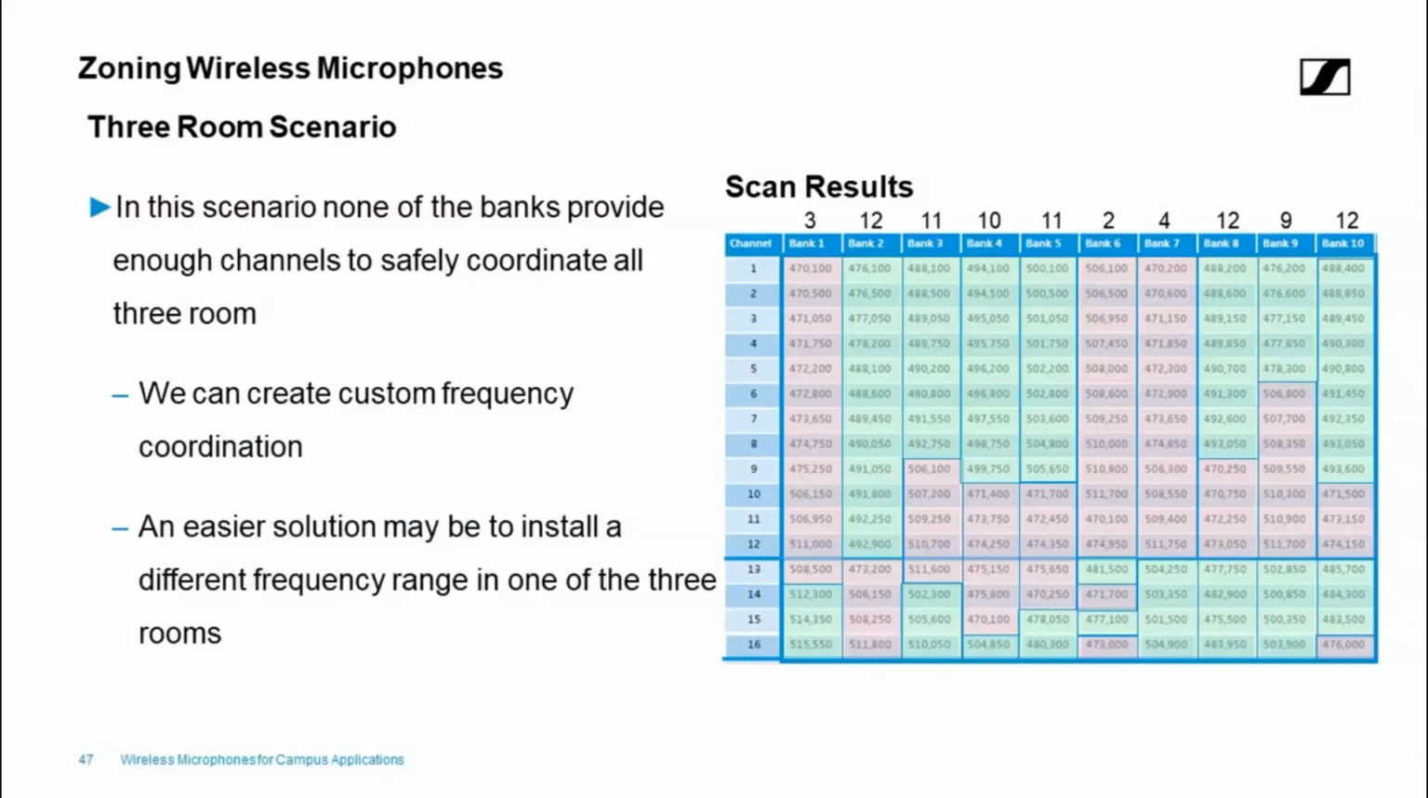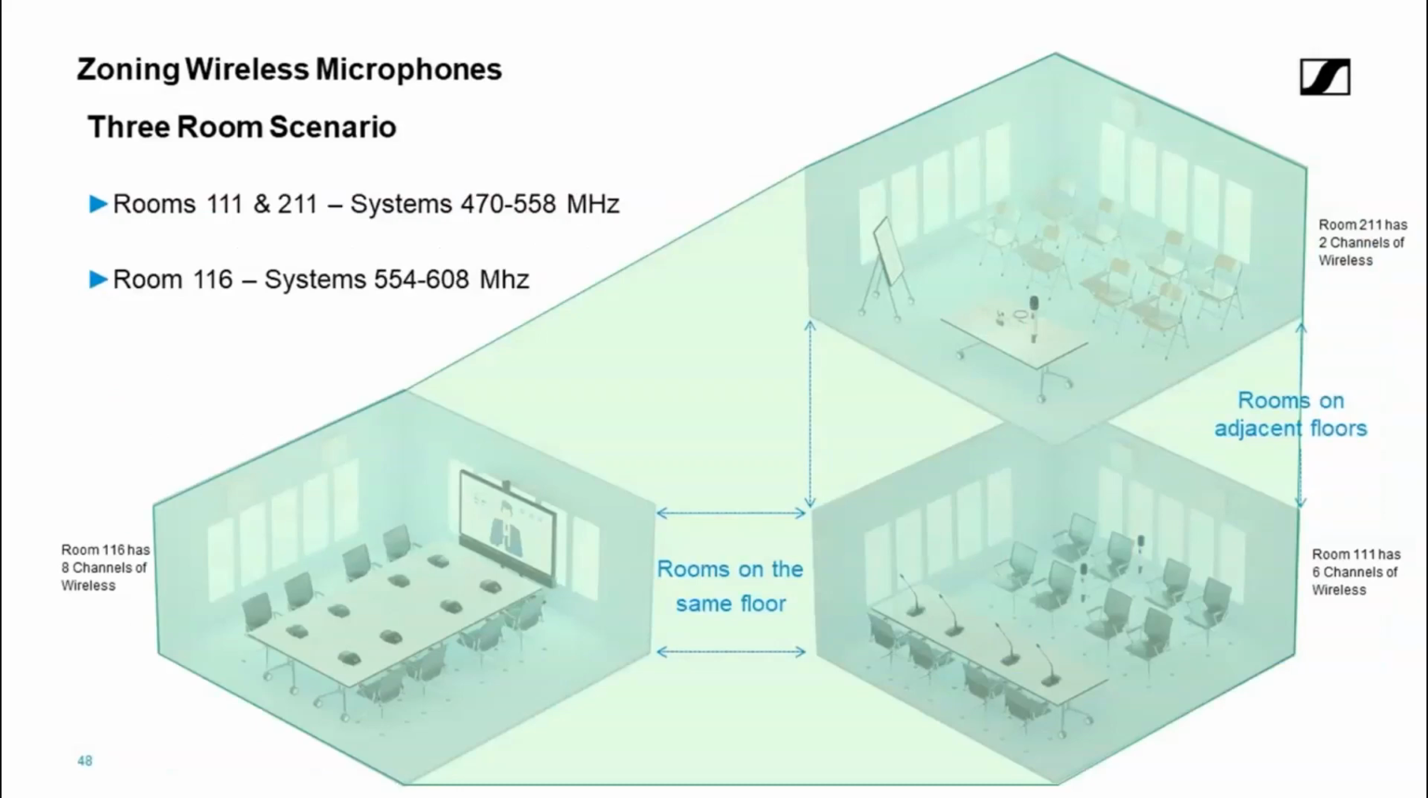So you're using 2 different frequency ranges on the systems and their tunability. That allows it to be a little more diverse, and it gives you a little more headroom. So that's what we did in this scenario with UHF. The 2 rooms on top of each other, we kept them at 470 to 558, and then we picked a different range, 554 to 608, for the new room, and we're able to get them all working together without doing a custom frequency coordination and just using the banks.